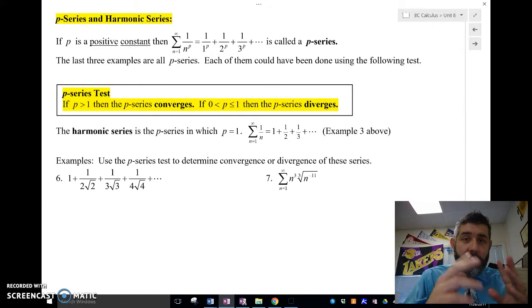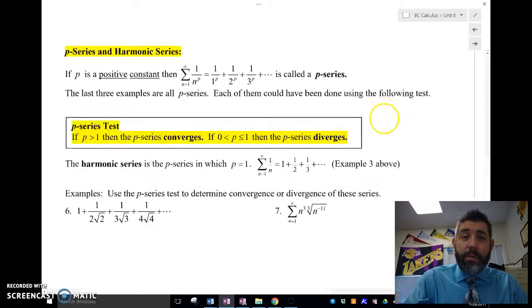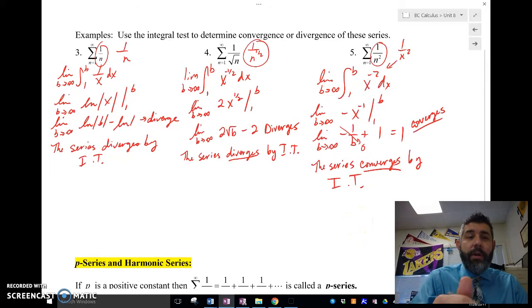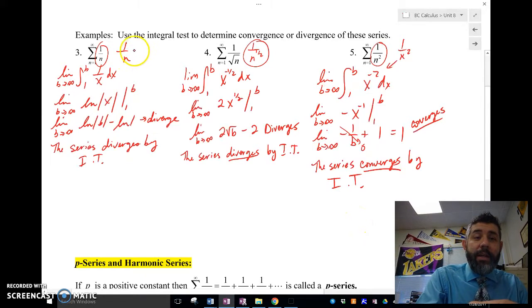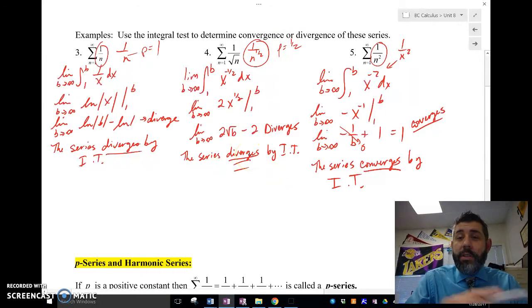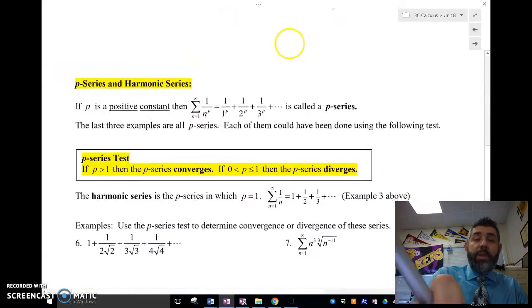So really quickly, taking a look at those last examples, if you remember from the last video, notice I had 1 over n. Here, the p was equal to 1. What did it do? It diverged. Here, the p was equal to 1/2. Well, that's not bigger than 1, and look at what happened. It diverged. Here, the p was 2. And, of course, it converged, just like we thought it would with a P-series test.